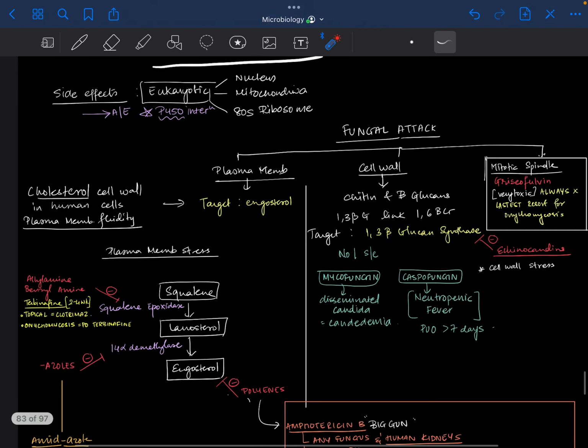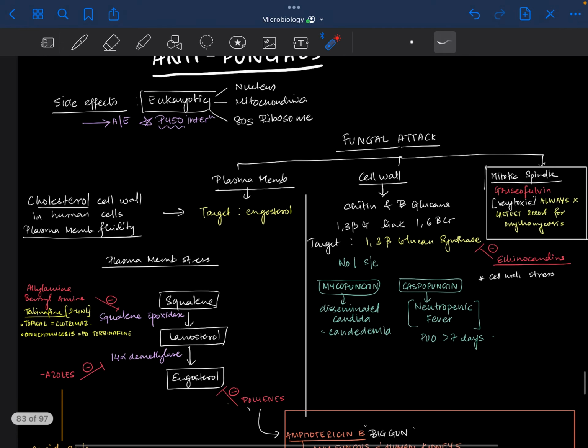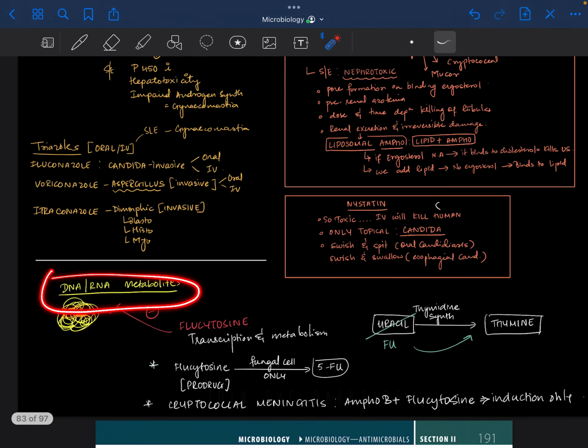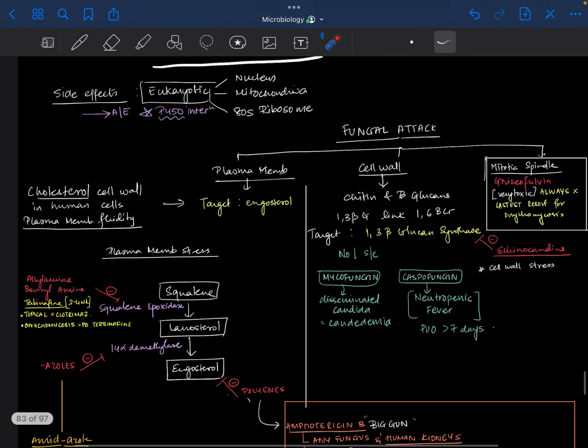Okay, so the most important part is antifungals because we'll be discussing antifungals, right? So you are going to come up with drugs with different strategies, the areas where they should attack. The first are the plasma membrane, the cell wall, the mitotic spindle, and then DNA and RNA antimetabolites. These are the sites where we will attack the fungus.